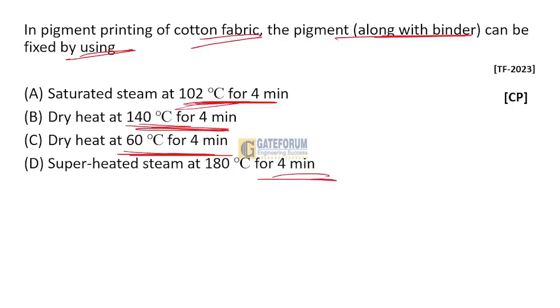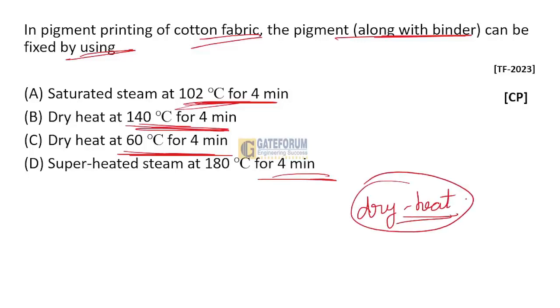So, the common method used for fixing pigment in cotton fabric is the dry heat process. Dry heat process is basically used for fixation onto the cotton fabric. In pigment printing, the pigment does not have affinity for the fabric, so it is fixed with the help of the binder, because without the binder it will not fix onto the fabric.